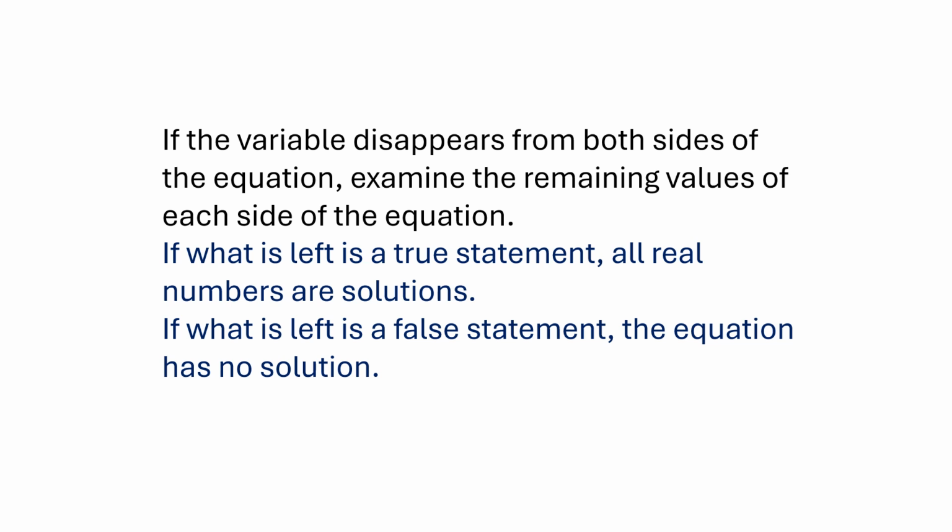Sometimes the variable will disappear from both sides of the equation. This is going to mean that we have a special case. We have to examine what's left on each side of the equation. If it's true, all real numbers are solutions. If what is left is false, the equation has no solution.